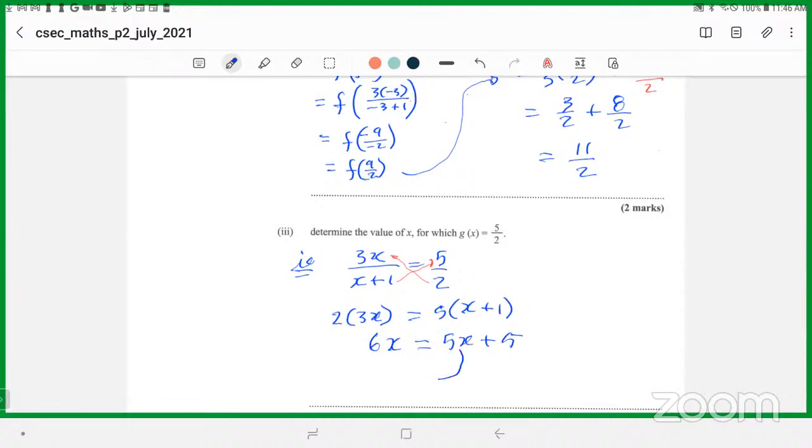This 5x comes over and we subtract it from the 6x. So it becomes 6x minus 5x equals 5. 6x minus 5x is just 1x, or x. So that says that x is equal to 5. This is the answer right here. So x is 5. If g of x is equal to 5 over 2, x is 5.